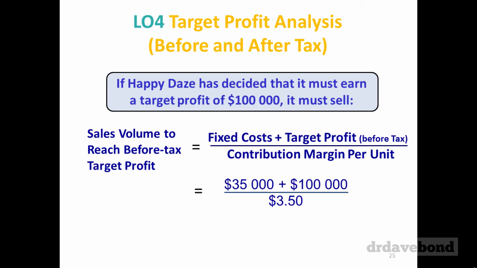It's 35,000 plus 100,000 divided by 350. Really straightforward. So now that we want a profit of $100,000, 38,572. That is the number of units we need to sell if we want to make a before tax profit of $100,000.